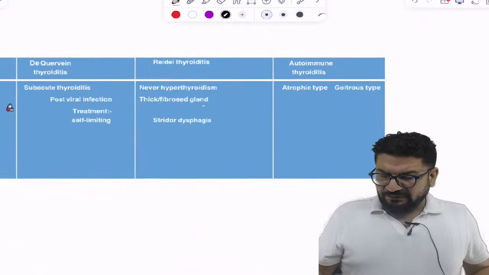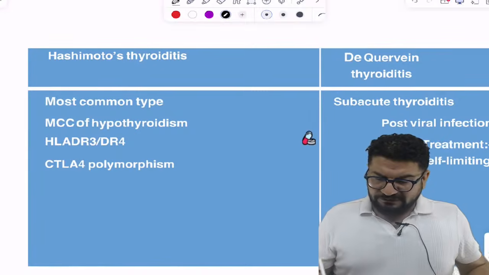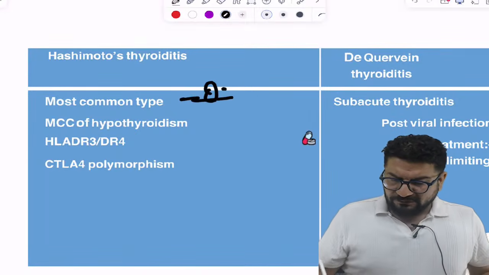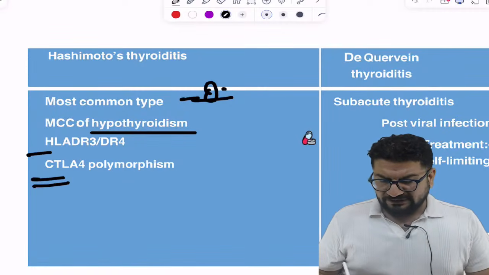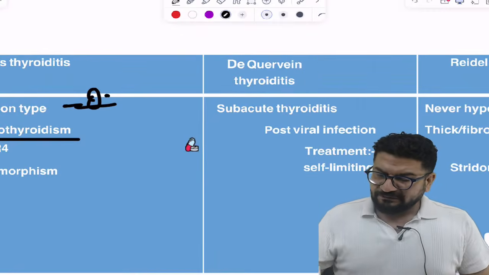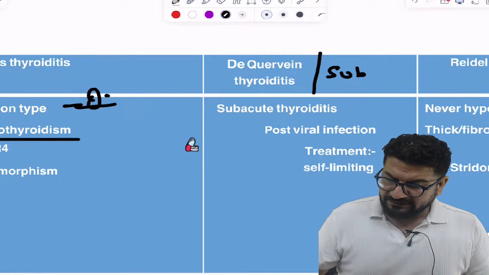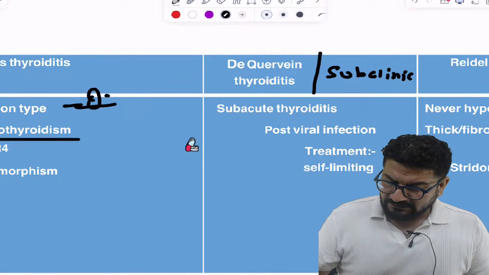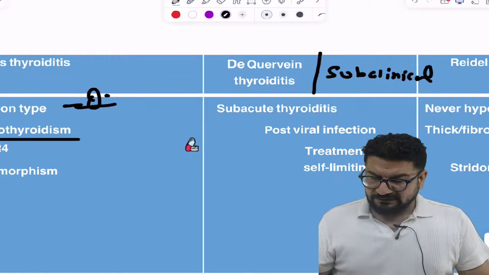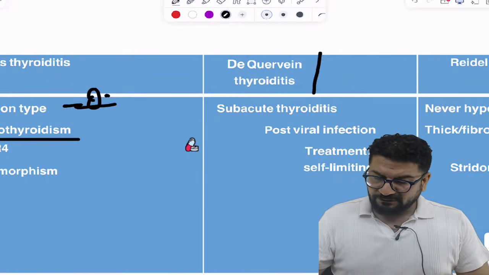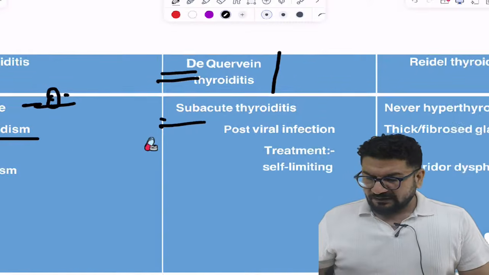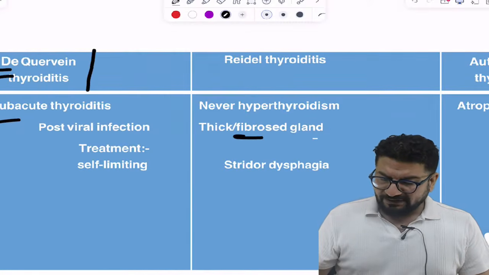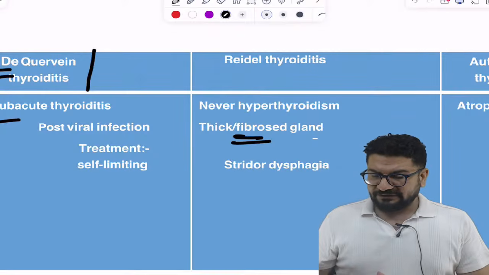Okay, now we have different types of thyroiditis. So we have Hashimoto's, that is the most common type. Actually it's the most common cause of hypothyroidism, CTLA4 gene, HLA DR3, DR4. Then we have subacute, a better term is subacute. You can see it occurs post-viral. It is De Quervain's. Then Riedel's, it is nothing but a fibrosed gland, so it can present with stridor, dysphagia.